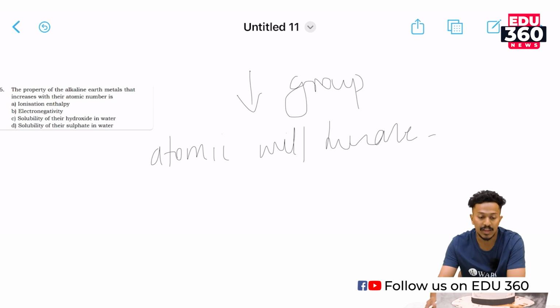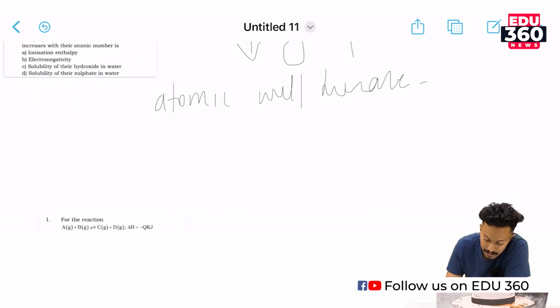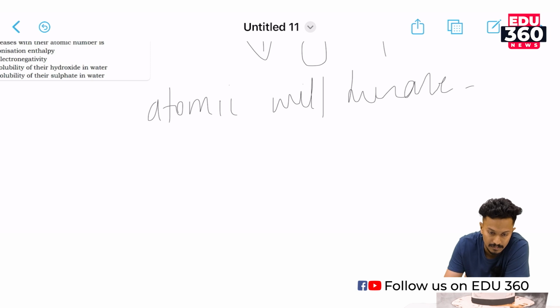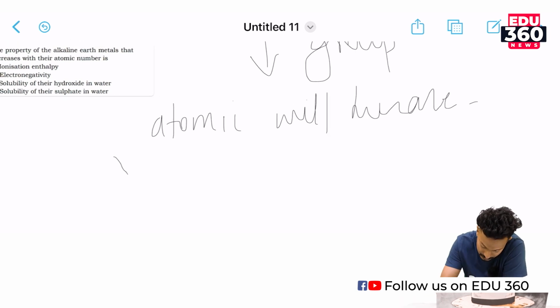So the bond order of all the elements in alkaline earth metals increases down the group, so that we get an increasing order from beryllium to strontium, okay.